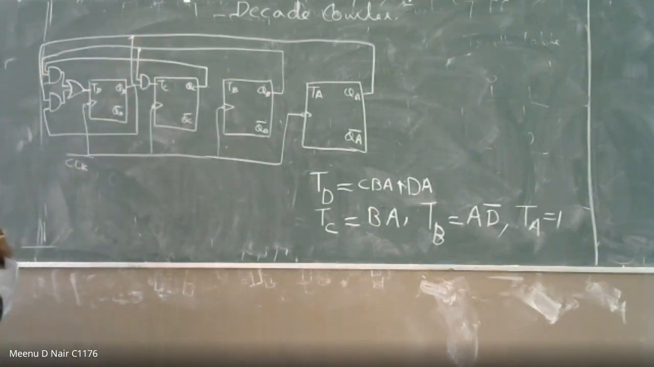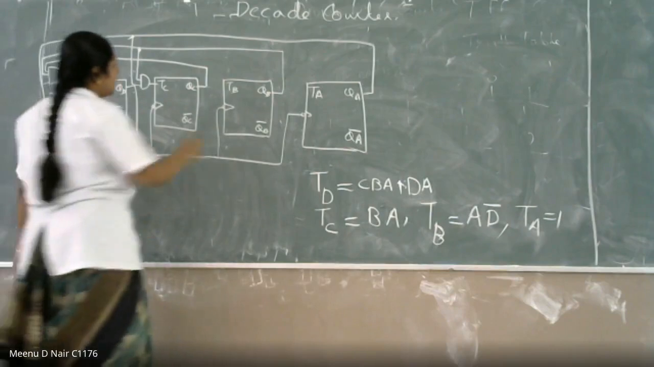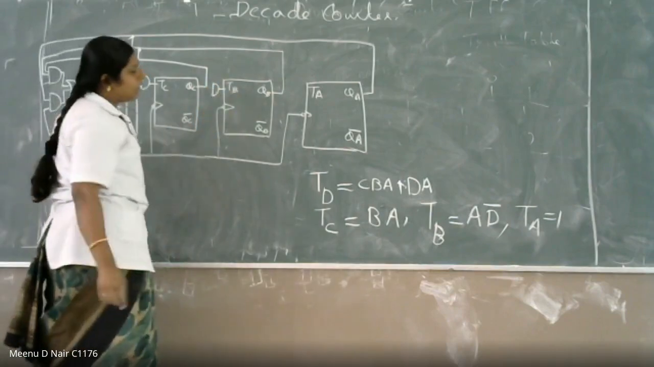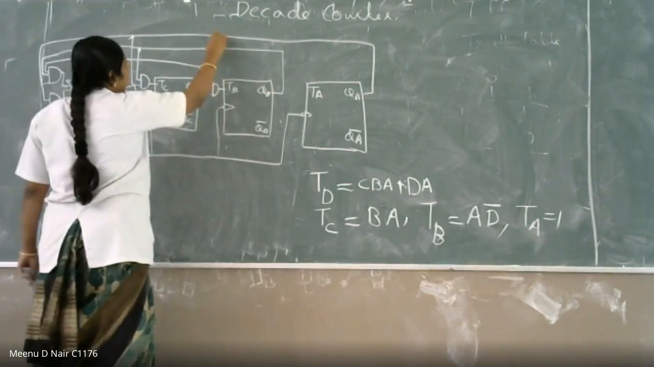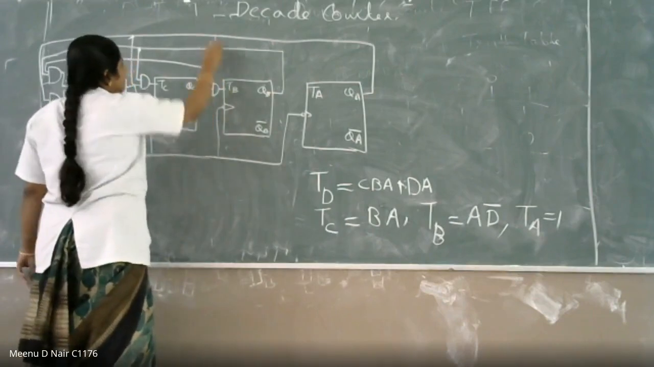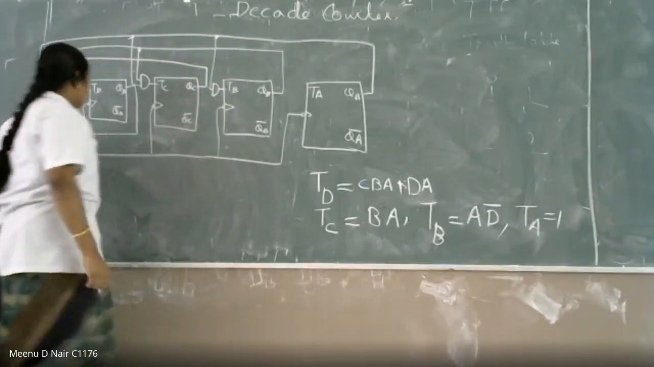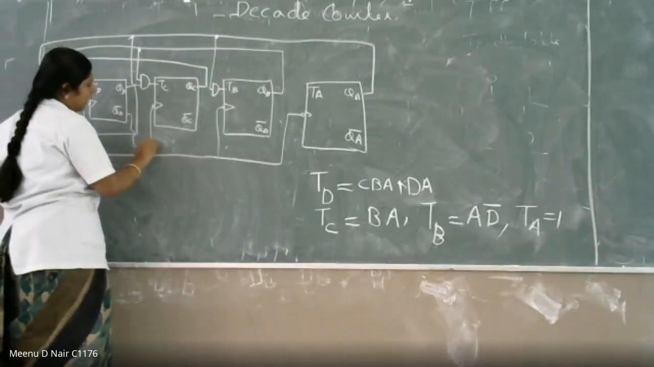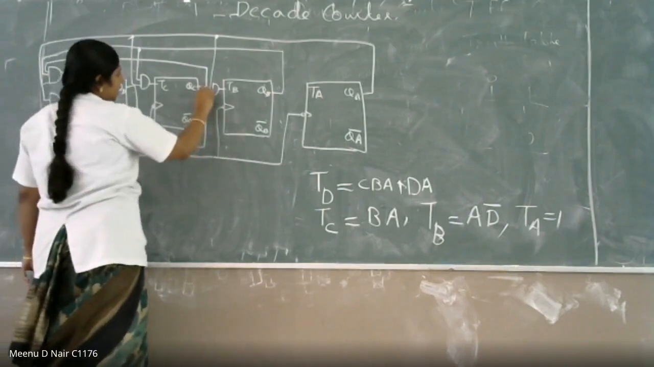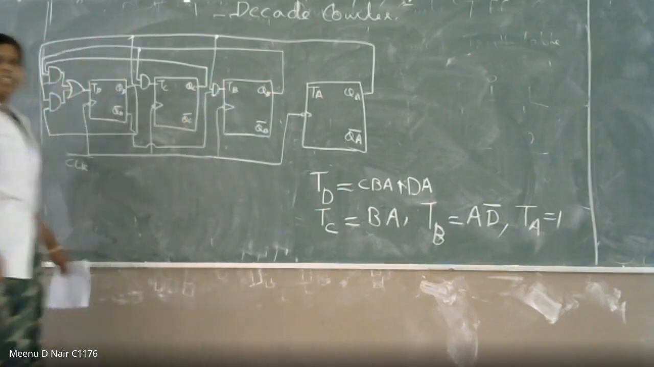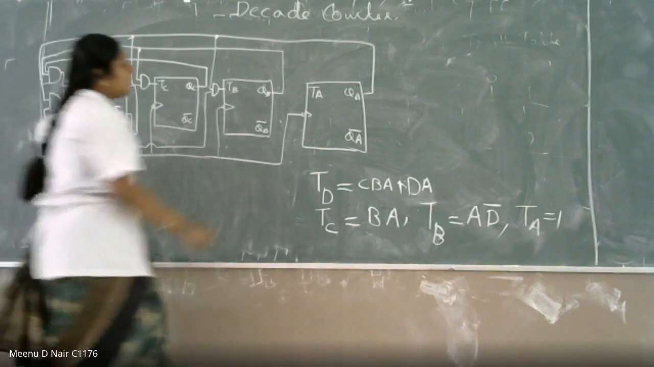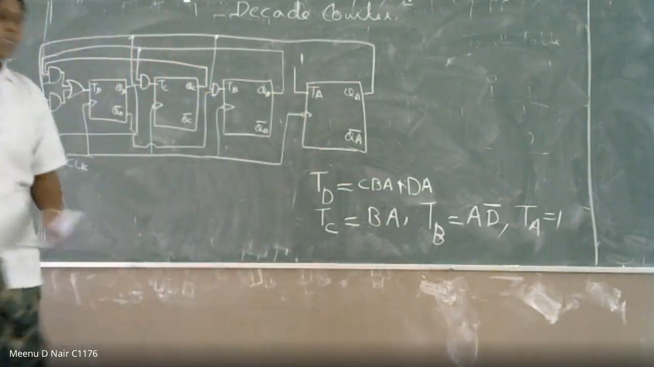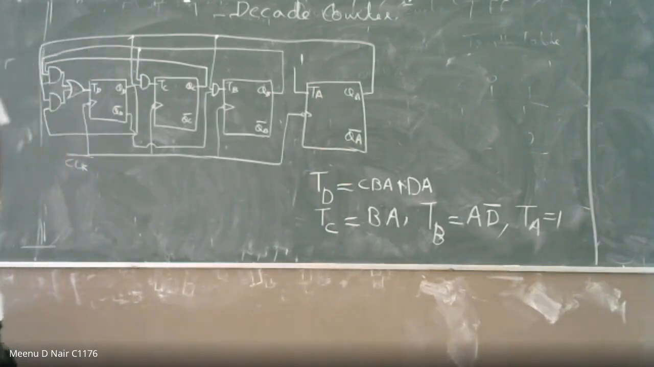Then what about the TB? AD bar. TB is equal to AD bar. A you can connect it from here. This is A. D bar you have to connect from here. Okay, this is D bar. This is TB, and the last one is TA, which is equal to 1. This is the circuit diagram we have to draw.